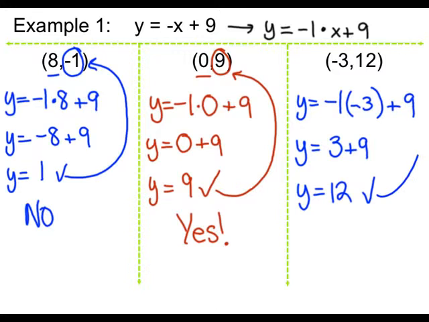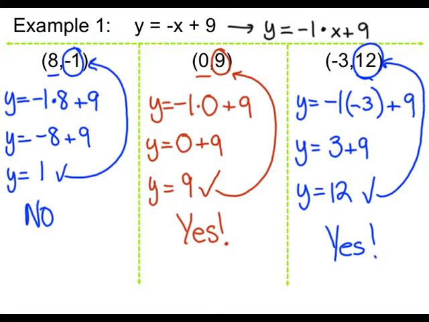I check my answer, I come back up, I look at my problem, they say the answer is 12. I got 12, so yes, this point does exist on the line. So it's a pretty easy process. Substitute your x in, evaluate it, and then check to see whether or not your answer worked.